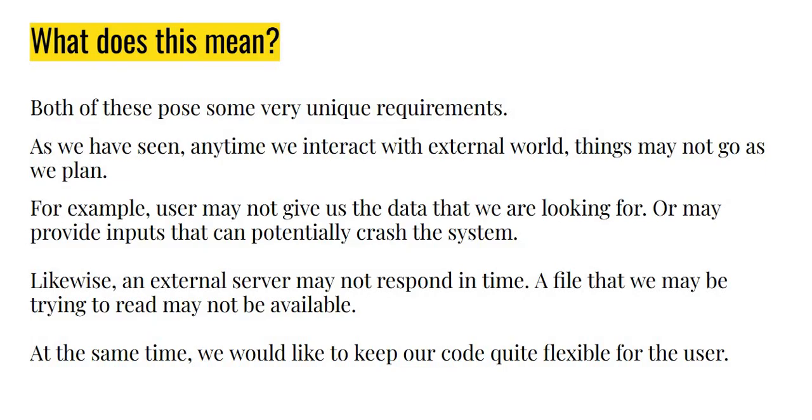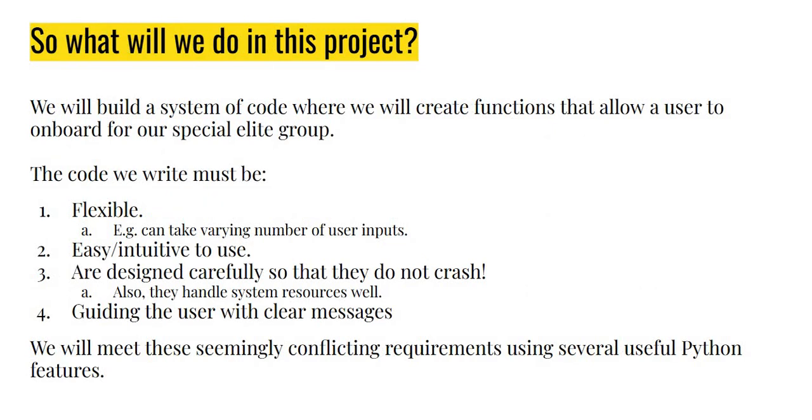In other words, things can go wrong, but at the same time, we want to keep it quite flexible for our user. Now, these are conflicting requirements because we want the code to be flexible, easy and intuitive for a user, but also carefully designed so that the code does not crash. Obviously, as we do this, we want to guide our user with very clear messages, so that the whole process is not very confusing. We know that in reality, many times these requirements are not really met all that well, especially with respect to guiding the users, because the messages can tend to be very, very confusing.